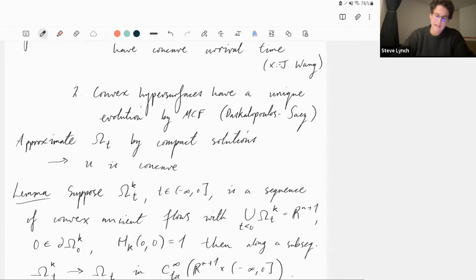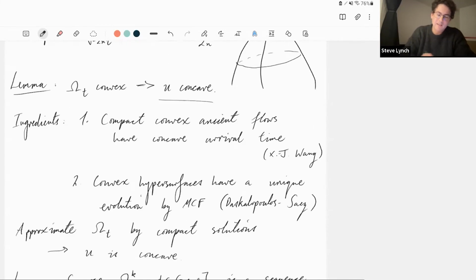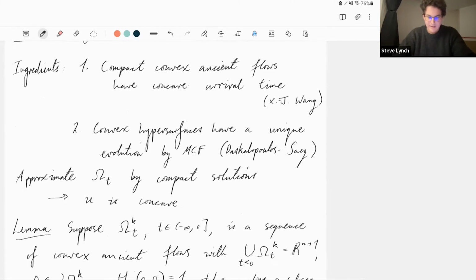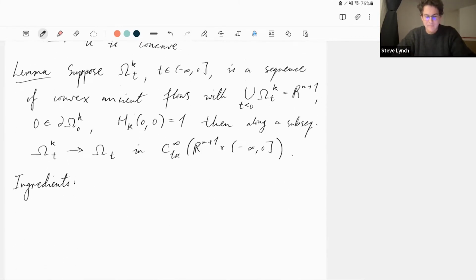And so it turns out that this concavity of the arrival time is equivalent to the Harnack inequality. So you're exactly right. By the same argument, you get Harnack. So yeah, I suppose you could argue that way as well. Yeah, that's a good point. I didn't think of that. So thanks for pointing that out.